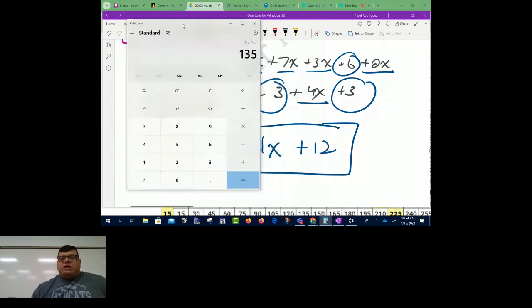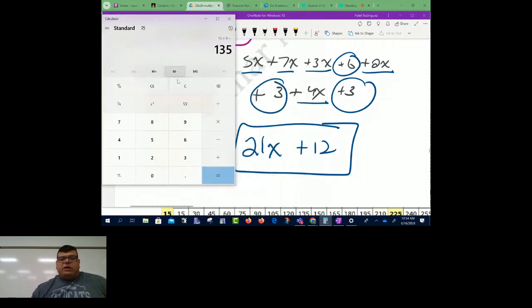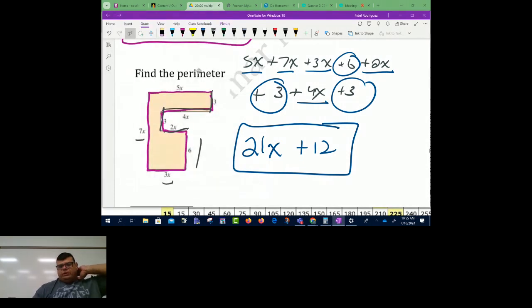Okay, for something like this, guys, you can always use your calculator, right? So if you want to, you can say, look, I'm thinking about just the x's. 4 plus 7 plus 3 plus 2 plus 5... oops, not 5, but 4. 21. There's the number in front of my x, right? And then we can say, look, 6 plus 3 plus another 3, 12. There's the number by itself, right? So that's really all I'm doing there. Okay.